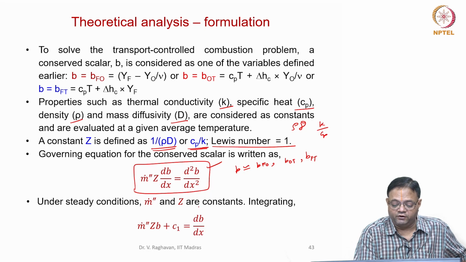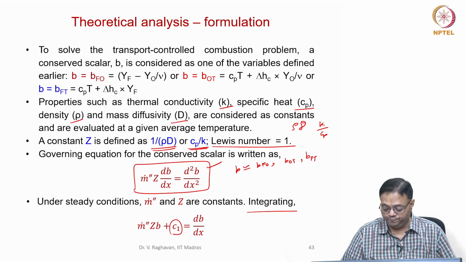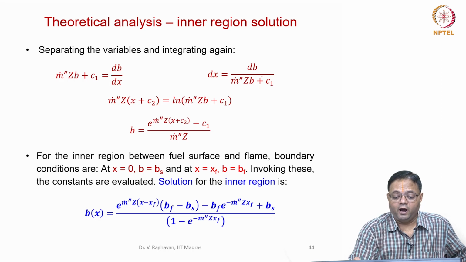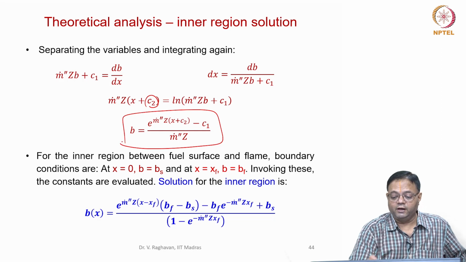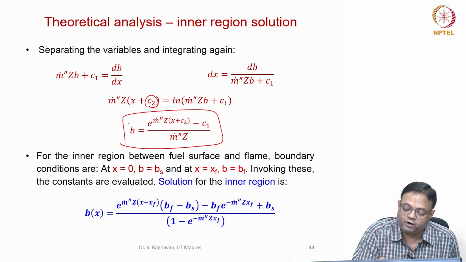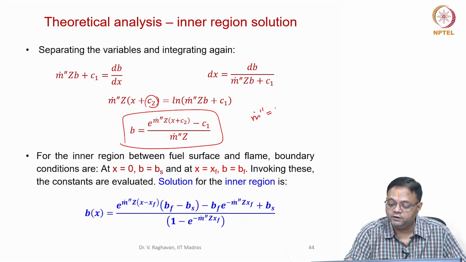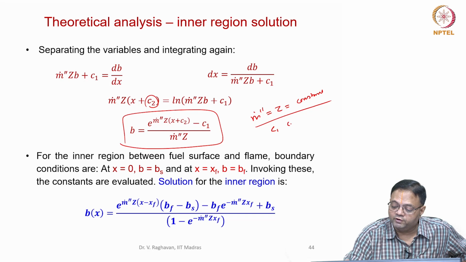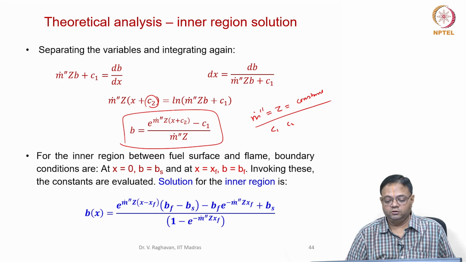So, now integrate this first once and get one constant of integration. I will get this equation. Then separate the variables and integrate again. I will get a second constant of integration. So, I will get another equation like this. Here there are 2 constants. So, this is my solution for B in terms of x. Note that m dot double dash and Z are constants. Okay. So, C1, C2 are constants of integration. So, these are all done. So, I got B as a function of x, done.